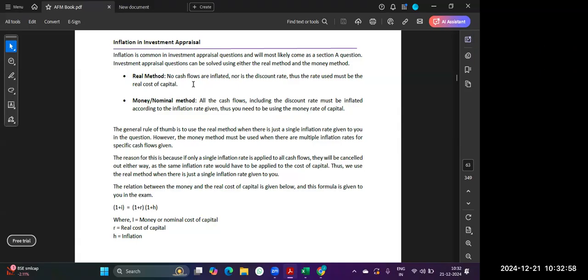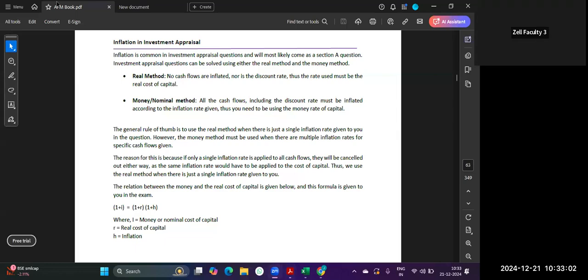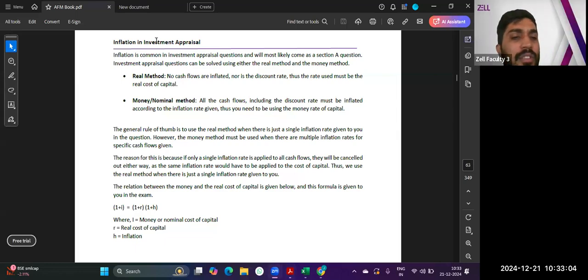So typically, whenever we are doing our calculations, we need to ensure that our cash flows, sales price, and cost price are adequately covered and inflated, right? Now, inflation can be of two types. One we call the real method, and one we call the money method. I'll first tell you what the money method is.